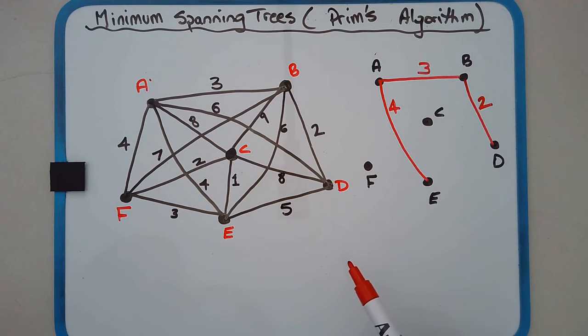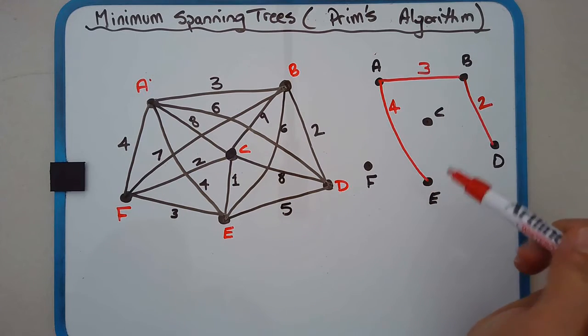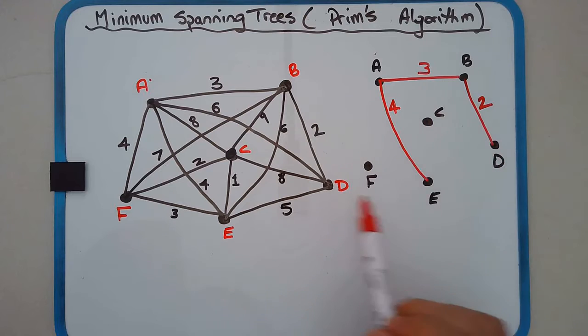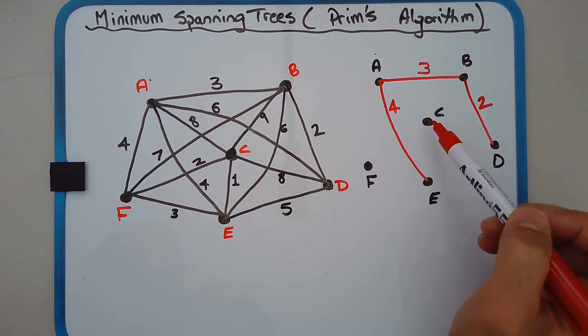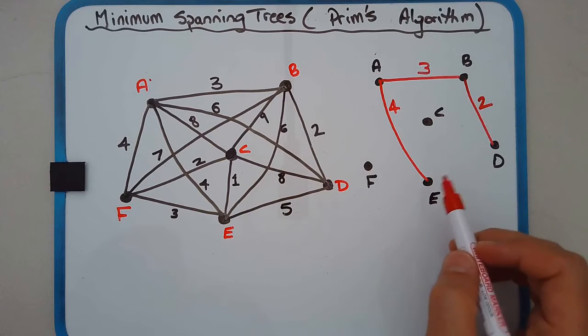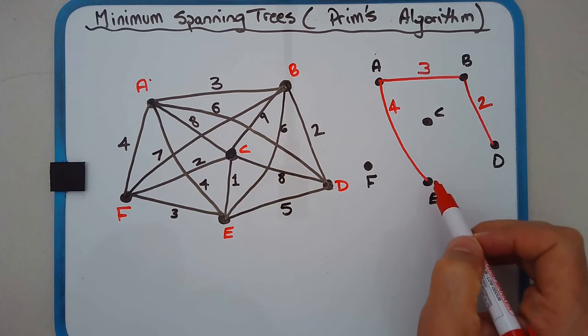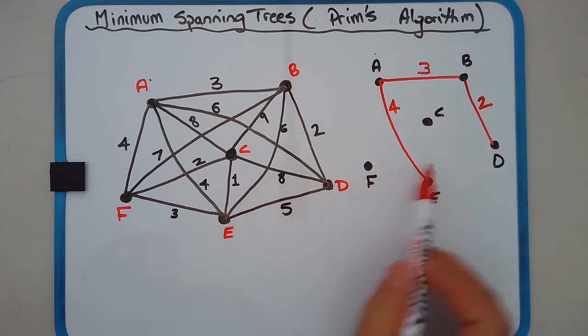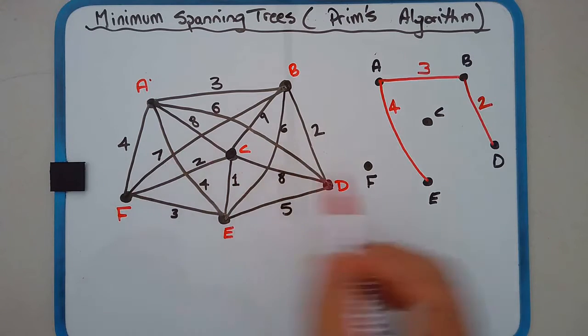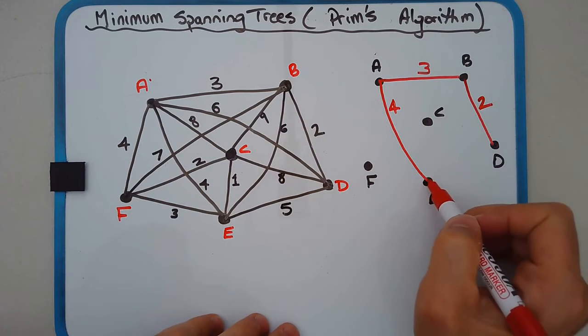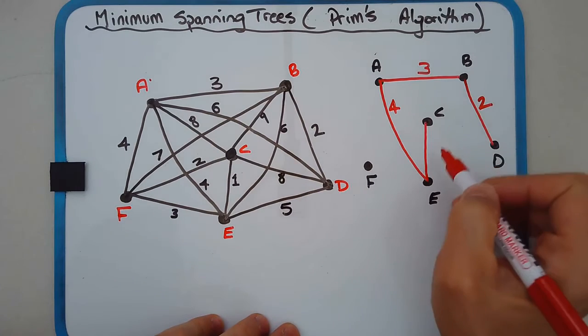All right. Now, we've got more choices. We need to choose 2 more edges, so we need to connect F and C somehow. Now, from E, we can see that there's an obvious choice. We've got a 1 here. There's no other 1s anywhere else. So from E to C, that is the obvious choice.